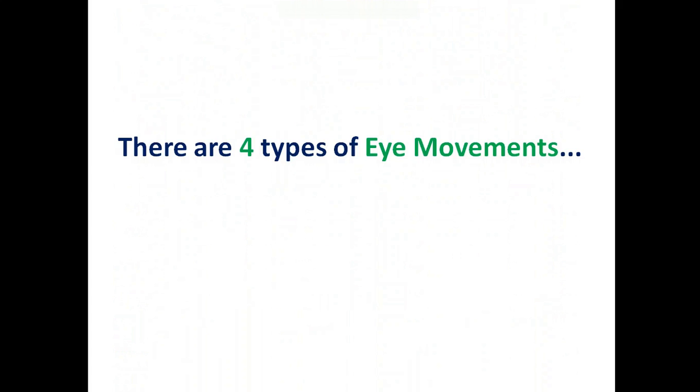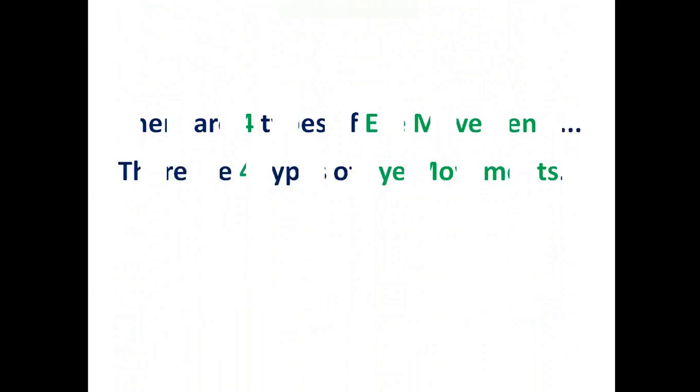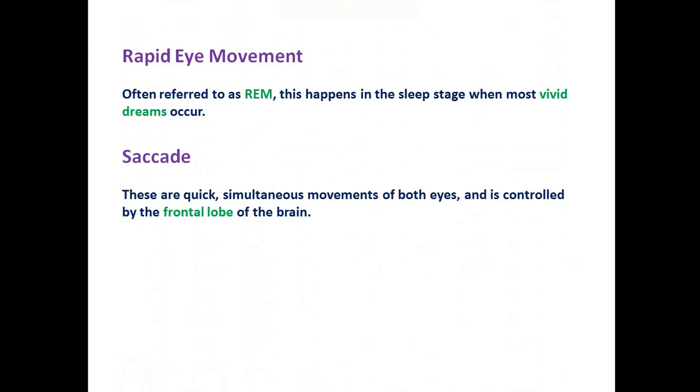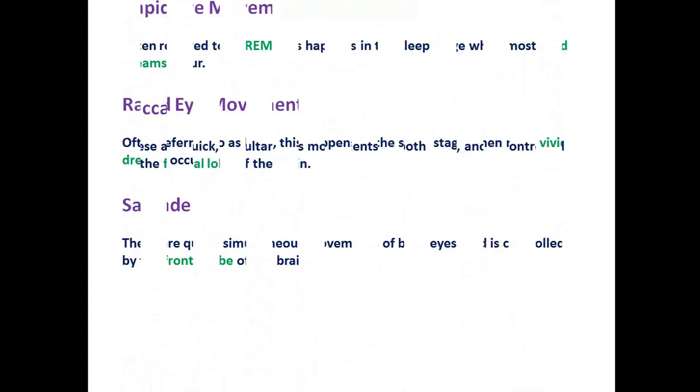Now there are 4 types of eye movements. The first one is rapid eye movement. Often referred to as REM, this happens in the sleep stage, when most vivid dreams occur. Oh wow! Next, saccade. These are quick, simultaneous movements of both eyes, and is controlled by the frontal lobe of the brain. Let me tell you that normal eye movement is saccade.